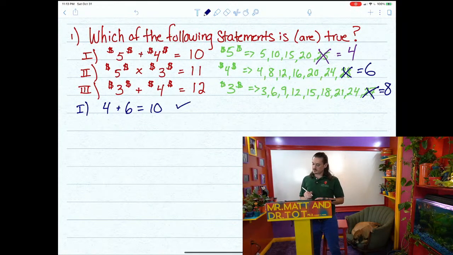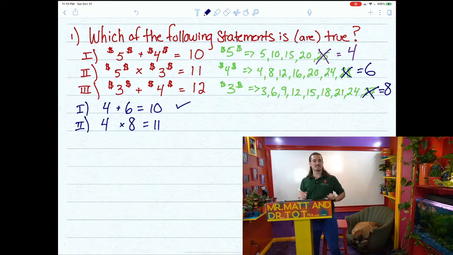Statement 3: $3 is equal to 8 plus $4 is equal to 6, is that equal to 12? 8 plus 6 is 14, not 12. So your answer here is going to be statement 1 only.